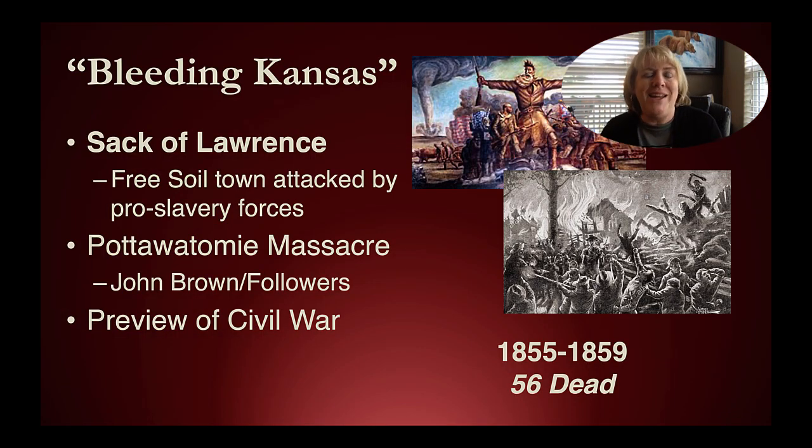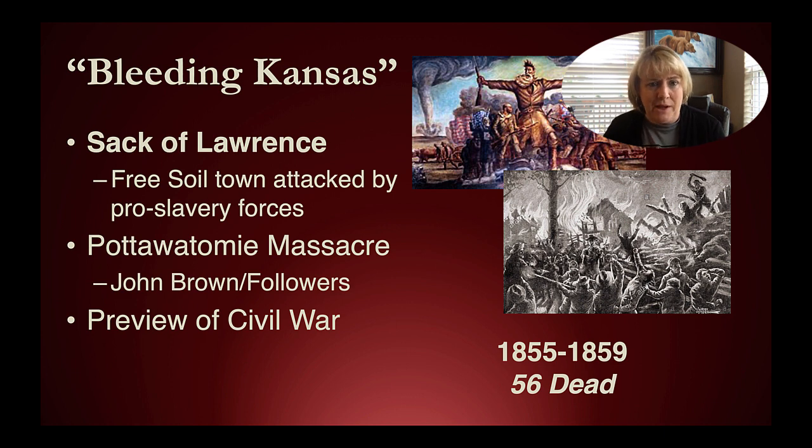We call it Bleeding Kansas. Now, it starts with the sack of Lawrence. That's basically Lawrence, Kansas, a free soil town that was attacked by pro-slavery forces. In retribution to what happened in Lawrence, a man by the name of John Brown and his followers, staunch abolitionists, are going to attack pro-slavery people at Pottawatomie. It's called the Pottawatomie Massacre. And literally what happened was Brown and his followers, for lack of a better description, hacked to death five pro-slavery people who were there.